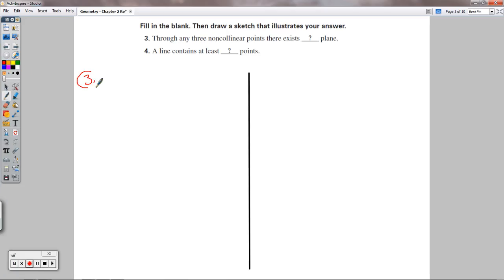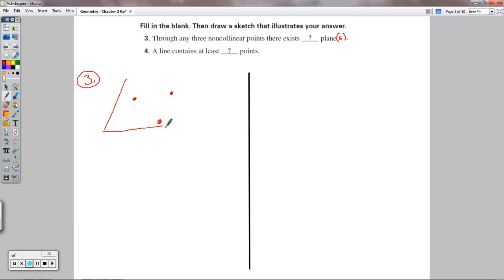Number 3. Through any 3 non-collinear points, there exists blank plane. I wish they would have done this actually, because that kind of tips you off to what the answer should be. So non-collinear points, so these are points that do not lie on the same line. If they did lie on the same line, you could have multiple planes going through those points. But here's 3 non-collinear points.